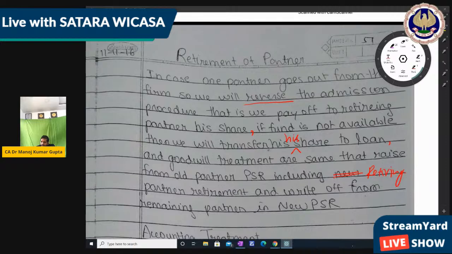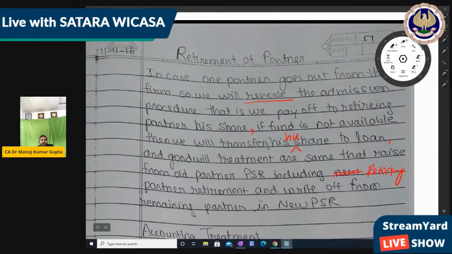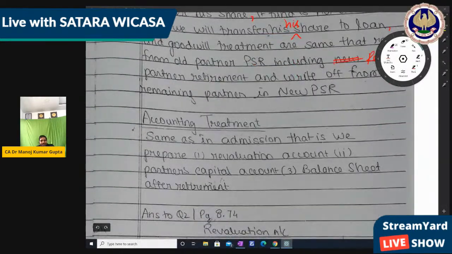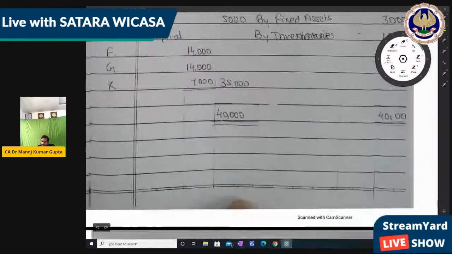And write off from the remaining partners in the new PSR, right? That we have discussed. So we have to raise goodwill, write off goodwill raised from the old partners, including the retiring partner, and write off by the remaining partners, which remains in the books, right? Accounting treatment is the same as in admission, that is, we have to prepare the revaluation account, partners' capital account, and balance sheet after retirement, right? As I told you, all treatment is the same as we do in admission. So these are the notes which we have written here, right?